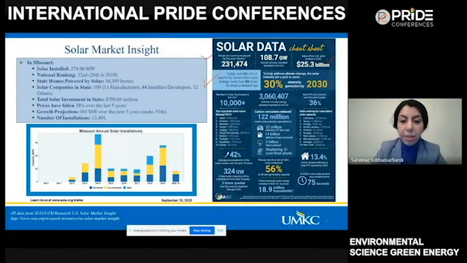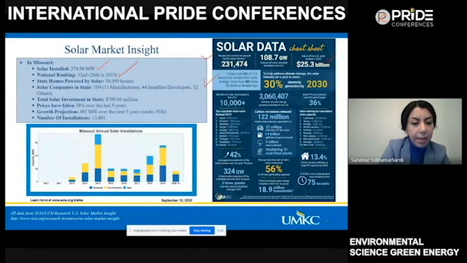For sure, these percentages are different in European countries as well as the US. And specifically in the state that we are studying in this analysis, Missouri, we have around 278 megawatts of solar power installed. And the national ranking, unfortunately, has dropped over the last couple of years, and we are currently number 32 on the national ranking.